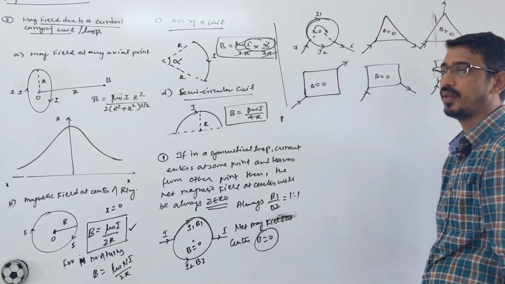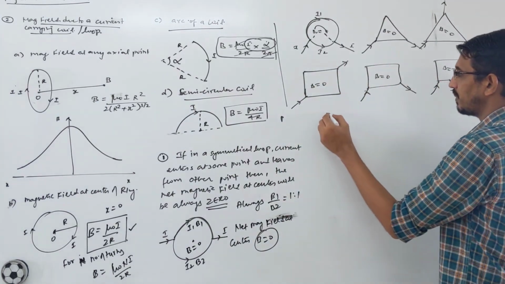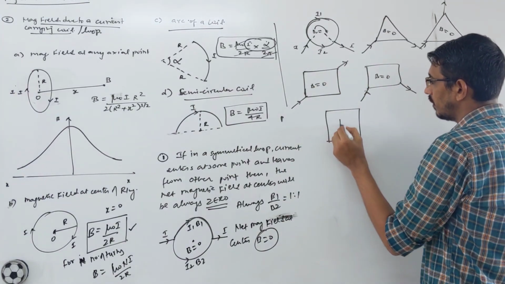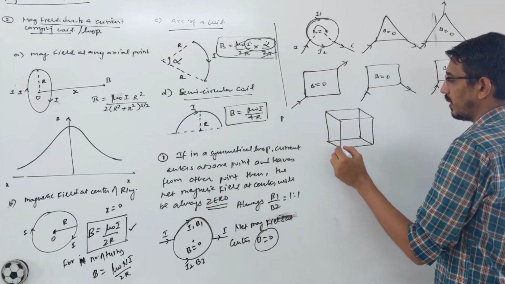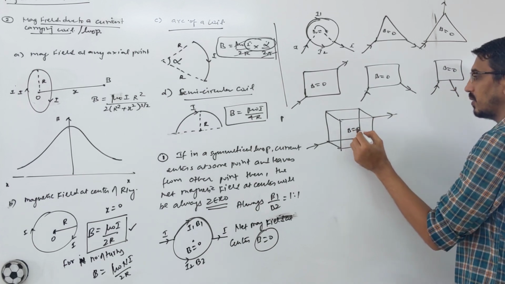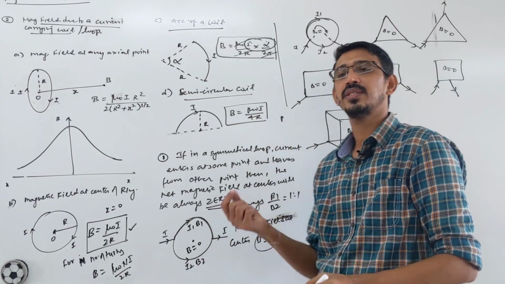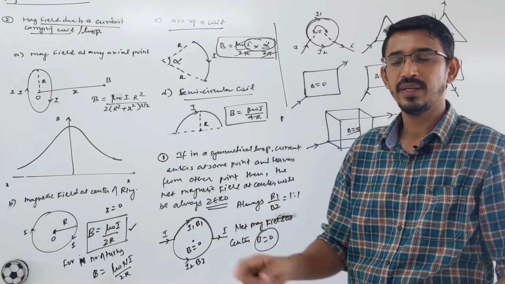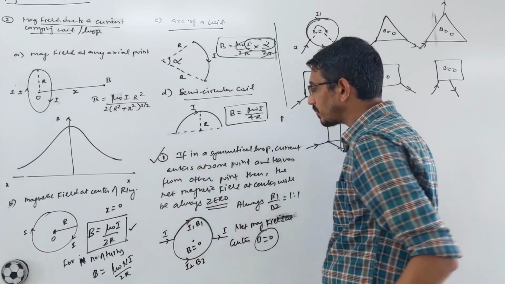Correct? Not only in 2 dimensions, also in 3 dimensions, like you have this type of loop. Current enters at any point, suppose here, and leaves from any point, again B is what? 0. Any point you can leave from, it doesn't matter. Current entering a symmetrical loop and leaving from some other end, the net magnetic field is always 0. This is one important point, okay?